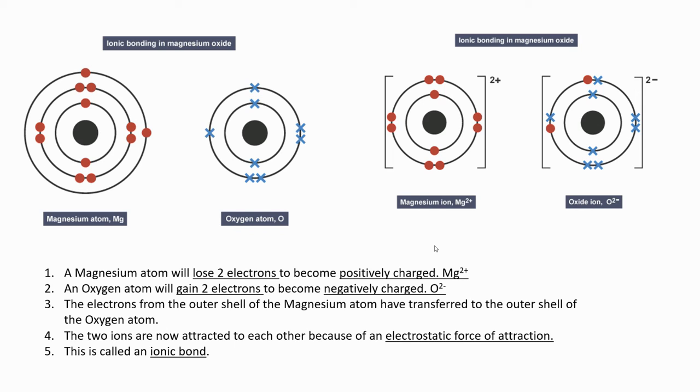The electrons from the outer shell of the magnesium atom have transferred to the outer shell of the oxygen atom. The 2 ions are now attracted to each other because of an electrostatic force of attraction. This is called an ionic bond. Hopefully you can see the model answers remain pretty much the same. The only thing that changes is the type of atom, the number of electrons, and the size of the charges formed together.